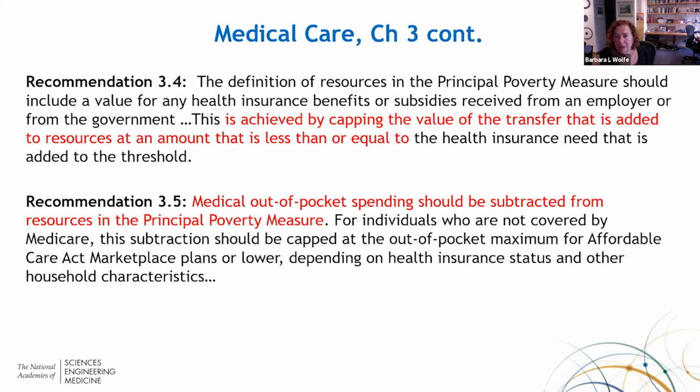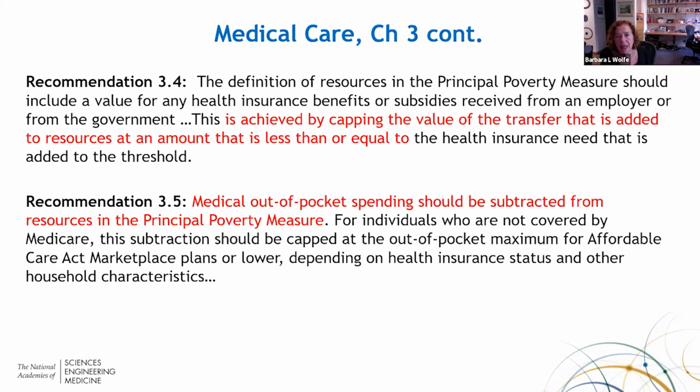Well, just very briefly, let's take an example of an uninsured individual who forgoes medical care entirely. Let's say this individual now receives subsidized coverage through an Affordable Care Act marketplace plan that allows them to obtain treatment which they were not receiving. But under the current supplementary poverty measure, their spending on premiums and copays would be deducted from their resources.